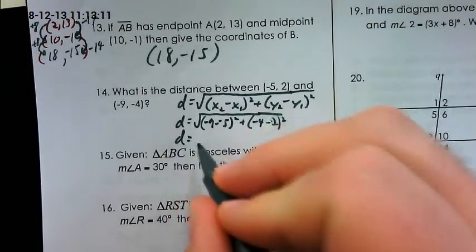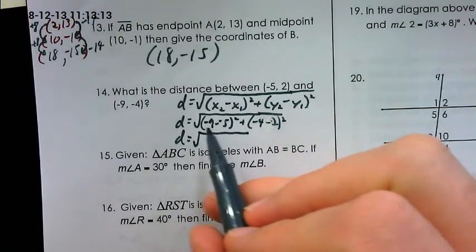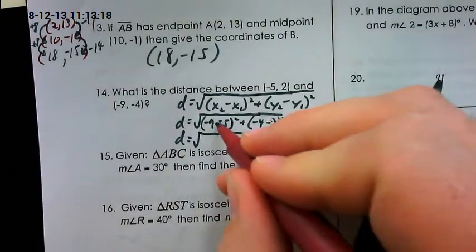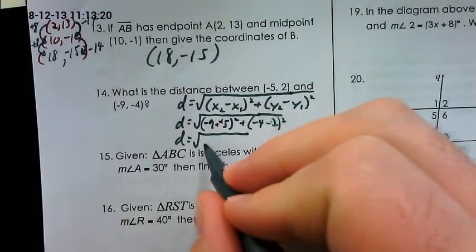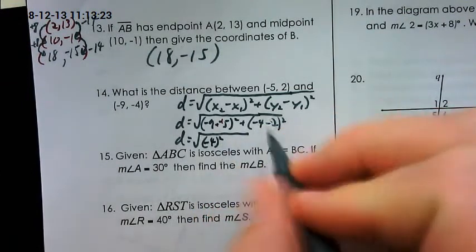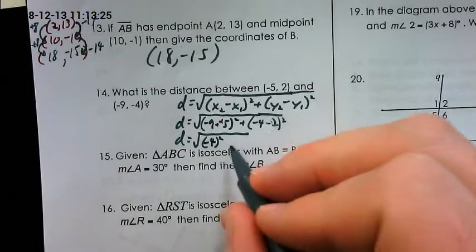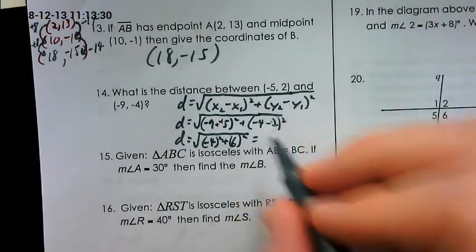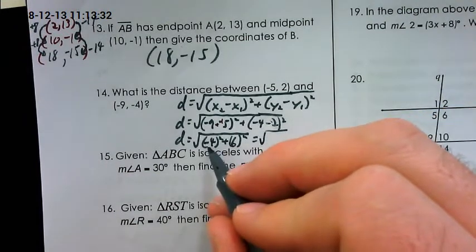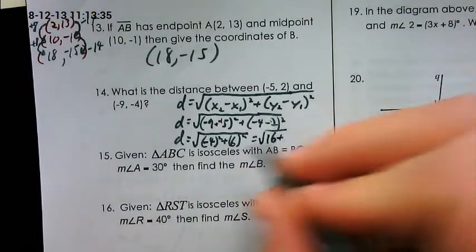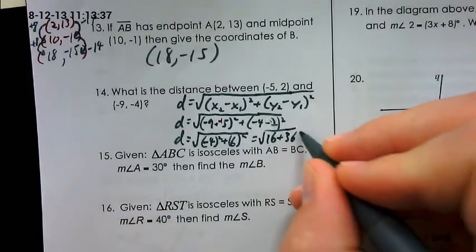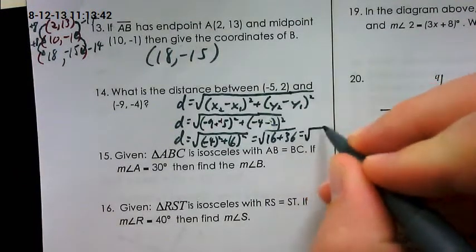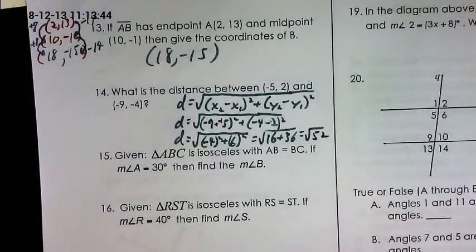So now that is the square root of negative 9 minus negative 5. That actually becomes plus 5. So that's just negative 4 now. This negative 4 minus 2, that's 6. So, negative 4 squared is positive 16. 6 squared is 36. 16 plus 36, that's 52. So we have the square root of 52.